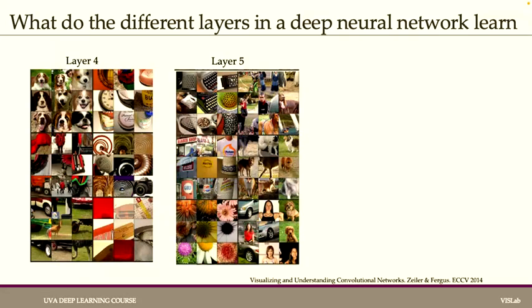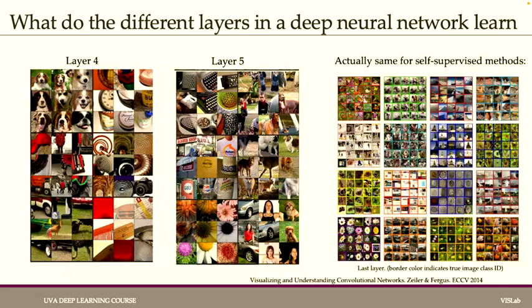Right, layer 4, layer 5, similar conclusions, and actually you get the same if you train methods in a self-supervised manner as well, so you don't need to have label information. A neural network will learn structure if you give it a good self-supervised loss. Neural networks can learn these structures pretty much by themselves.